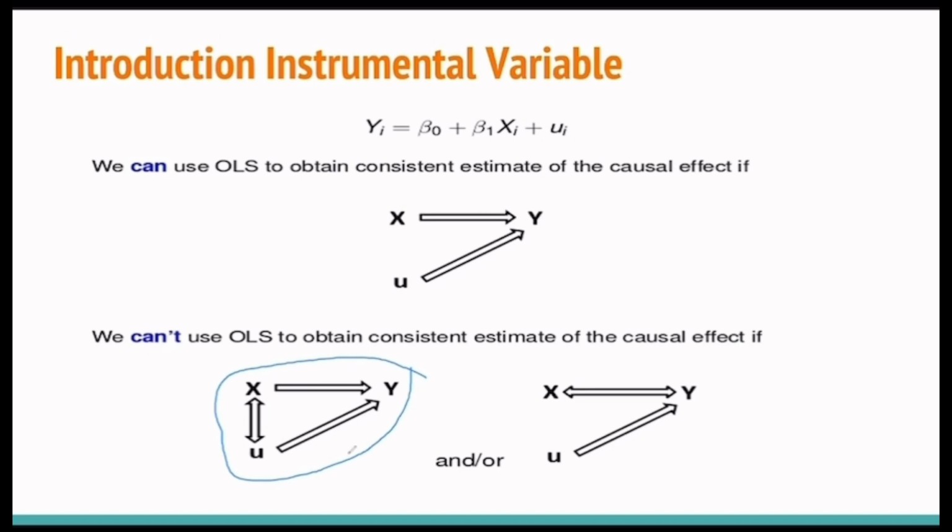We cannot use OLS to obtain the estimates of the causal effect, because that estimate is no longer going to be reliable, in the sense that there's basically going to be an instability. Okay, so this is another form of that.